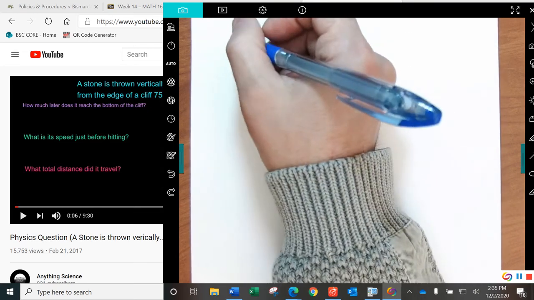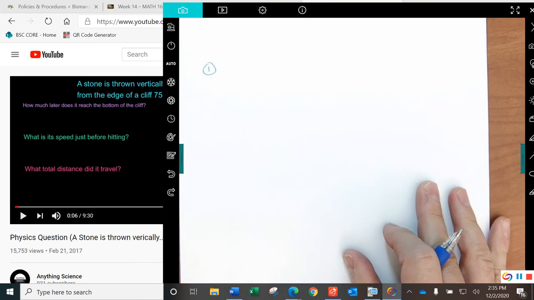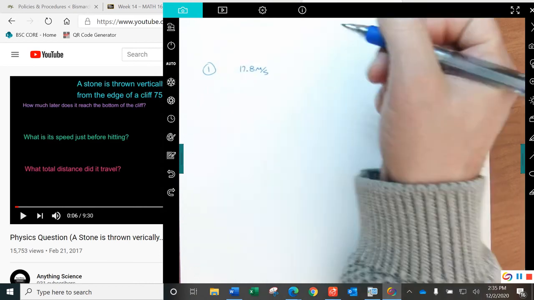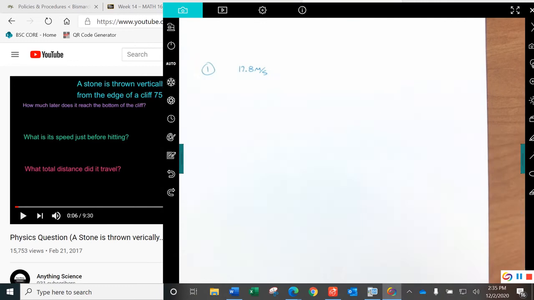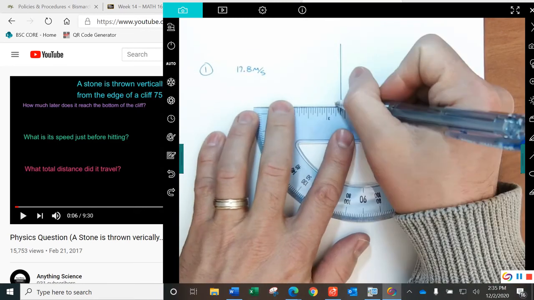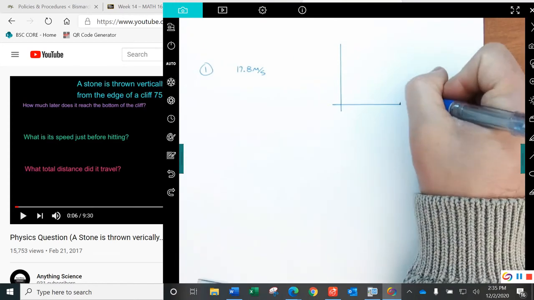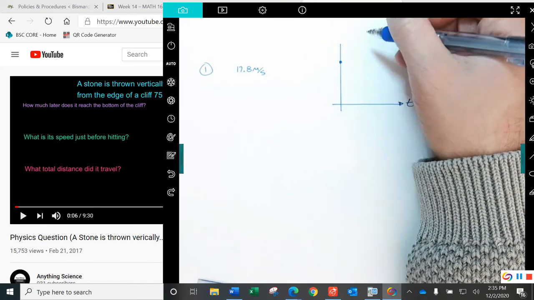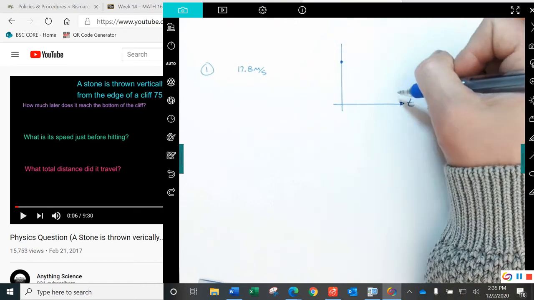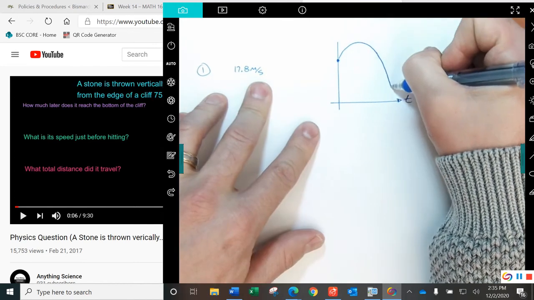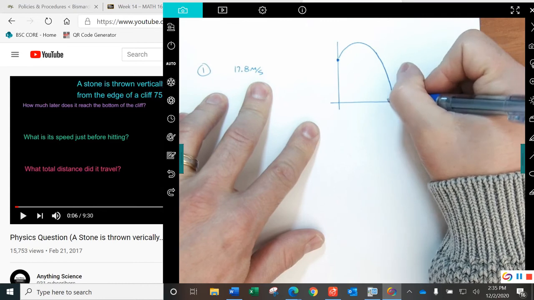How much later does it reach the bottom of the cliff? Well, I don't know. I know that it starts out at 17.8 meters per second on its way upward. It was thrown upward. It wasn't just dropped off that cliff. So I'll sketch a quick little picture of what's going on here so I can keep track. This is my t-axis, my time axis, and I'll arbitrarily put that it starts out at 75, and as time goes along the object goes up and then comes back down and eventually hits the ground. Boom, right here.